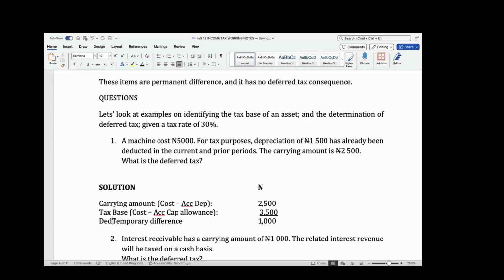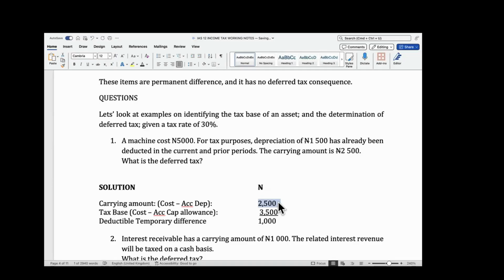Now, this is a deductible temporary difference. And the reason is because you have more deductions in the future. As far as this asset is concerned, to the taxman, whatever it is, your asset, the taxman sees it as depreciation. In fact, what it is is depreciation you recognize over the life of the asset. This 2.5 means that in the future, we are still going to recognize 2.5 depreciation over the remaining period.